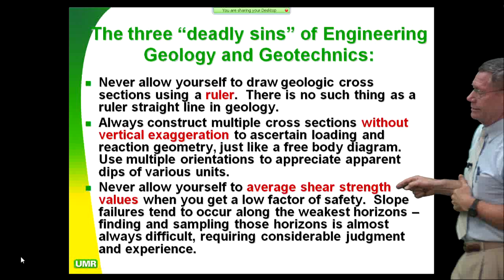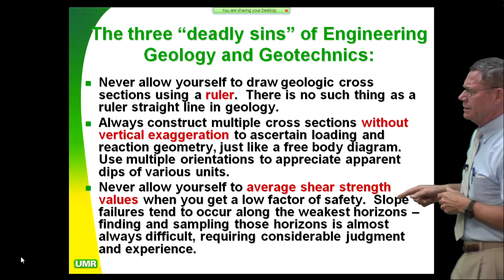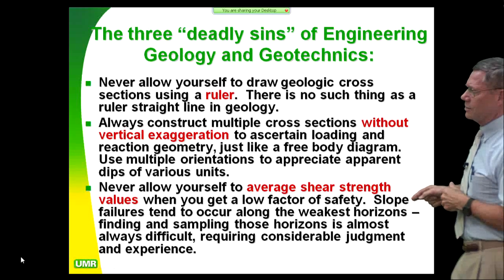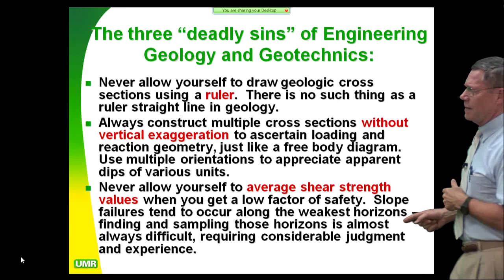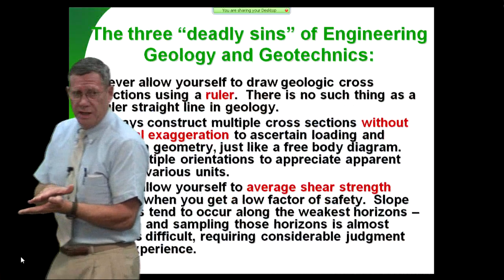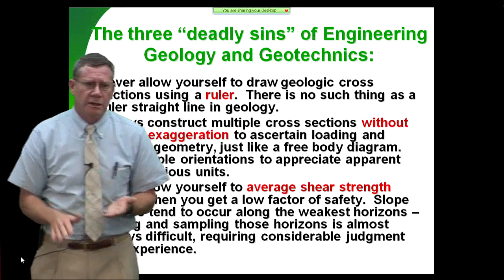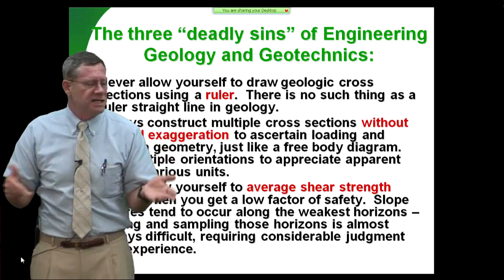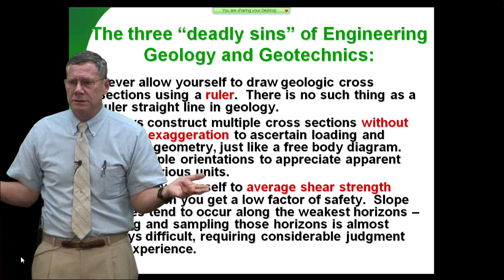Okay, never allow yourself to average shear strength values when you get a low factor of safety. That happened down in New Orleans before Katrina. Slope failures are going to tend to occur along the weakest horizons. They're going to find, and sampling those horizons is always going to be difficult. So if you have a 1-inch layer of something that's really soft and gooey, that's what you got. And it's going to control behavior on that site.